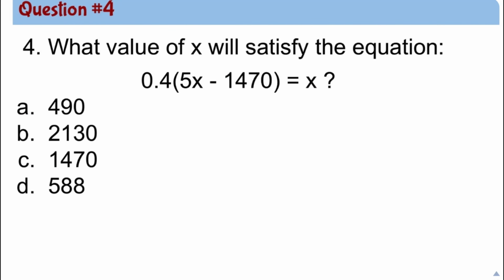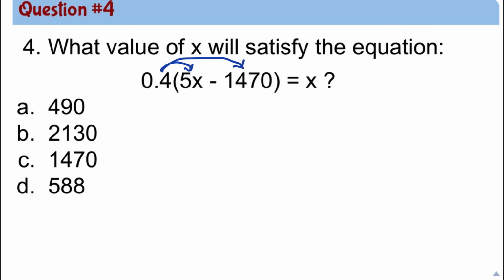Question number 4. What value of x will satisfy the equation below? Again, this is the type of question that you can't eliminate choices. So in this problem, the first thing that we need to do is distributive property. We need to do 0.4 times 5x, 0.4 times 1470, and then we're going to solve for the x value.